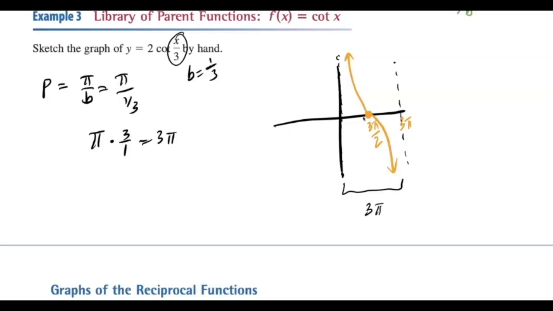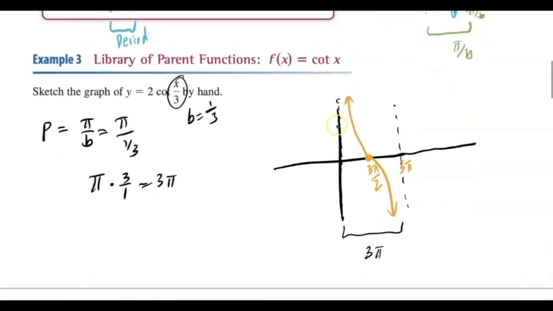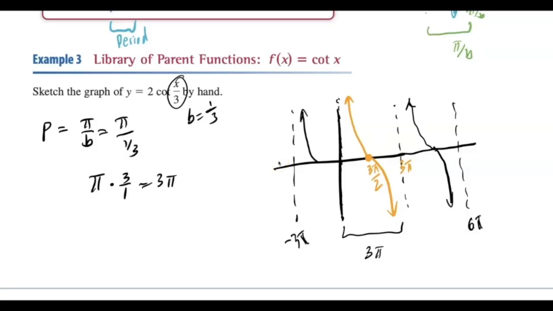Now, if you want to do another spot, just continue on. We just add another period. So it's 3 pi plus another 3 pi, which gets me 6 pi. And then you have another one. Same thing if you want to go backwards: just go negative 3 pi. Just keep on adding the period every single time, or subtracting it. So that's how I do a cotangent graph. It starts on the side. I think it's a little easier than a tangent graph.